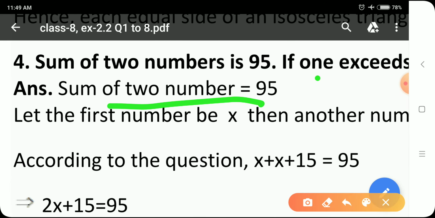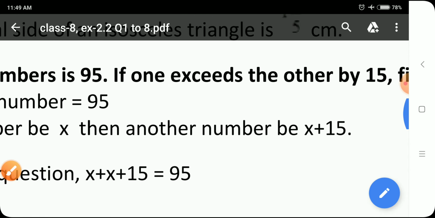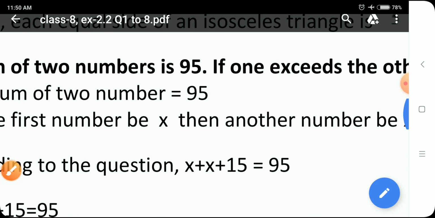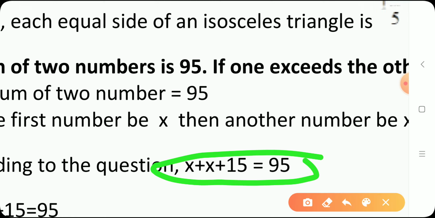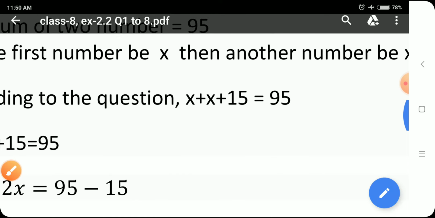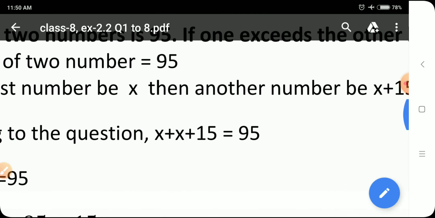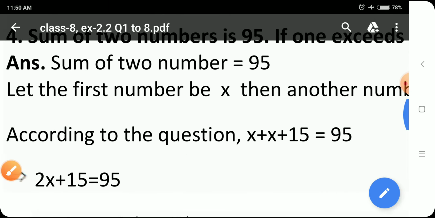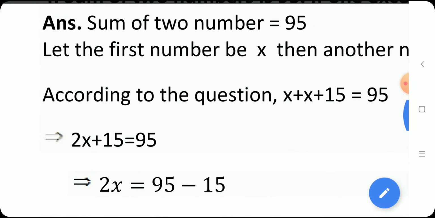Sum of two numbers is 95. Let the first number be x, then the other number is x plus 15. Now according to the question, the sum of these two is 95. So the sum of these two numbers, x and x plus 15, will be the sum. Now adding these two, you will get 2x plus 15.